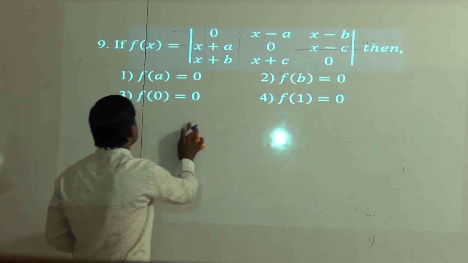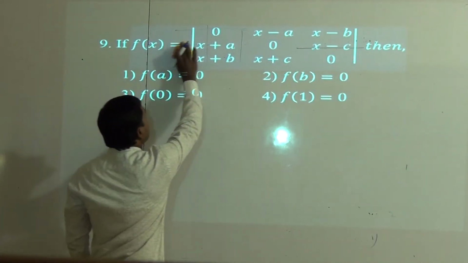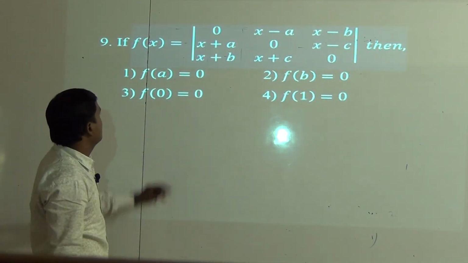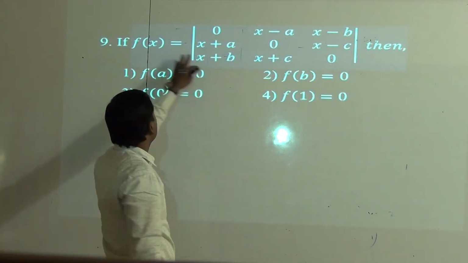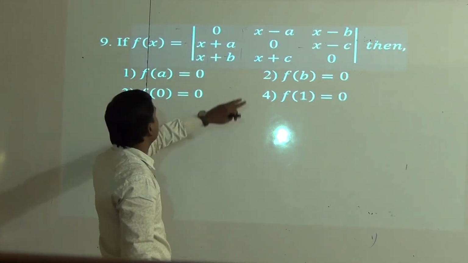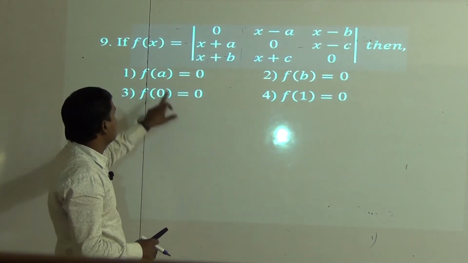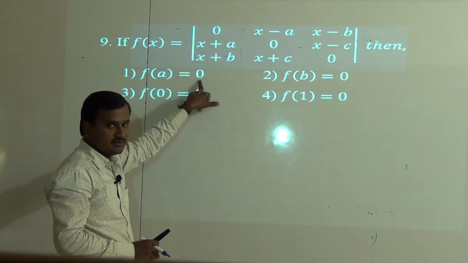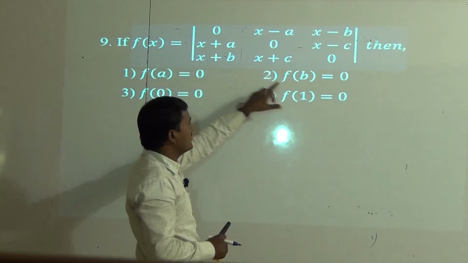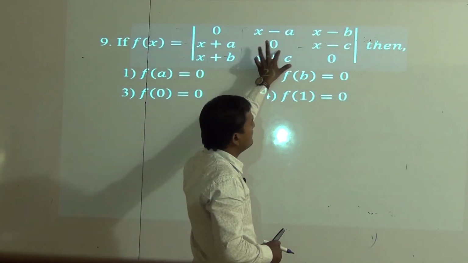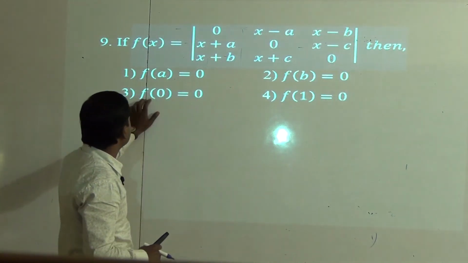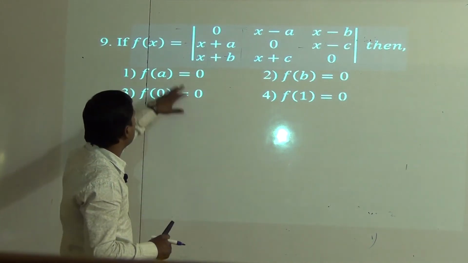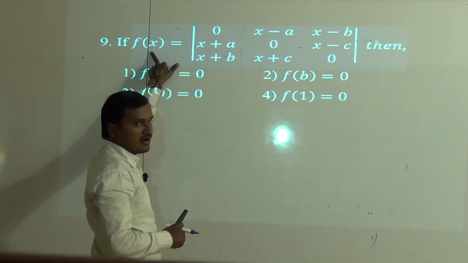Okay, the next question is this one, right? So in this question, the value of this determinant is given in terms of f of x. Then which option is the right one? If you replace the value of x by a, is this determinant equal to 0? We have to check. If we replace the value of x by b, is this determinant equal to 0? Or replace the value of x by 0, is this determinant equal to 0? We have to check. Now I will check by the options.